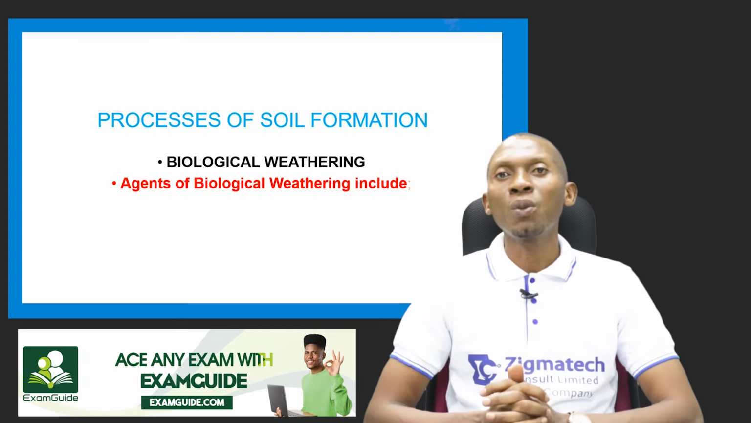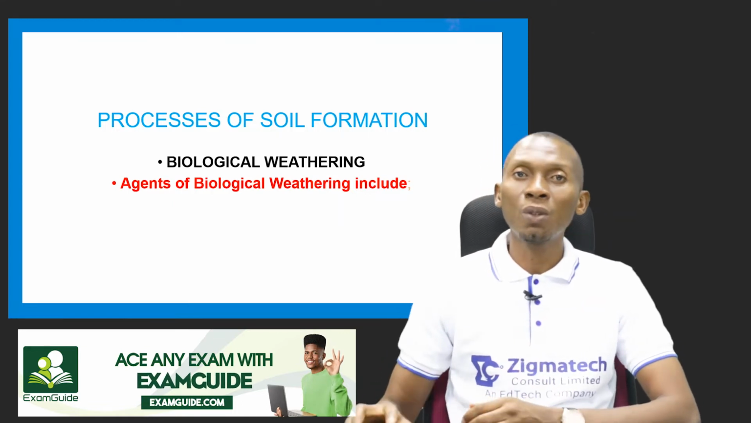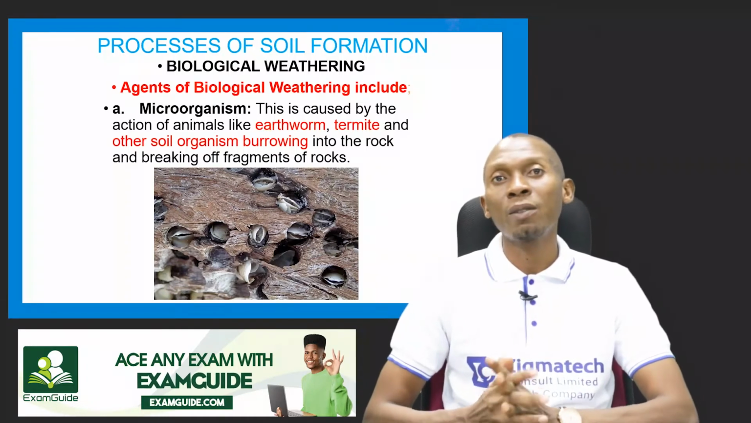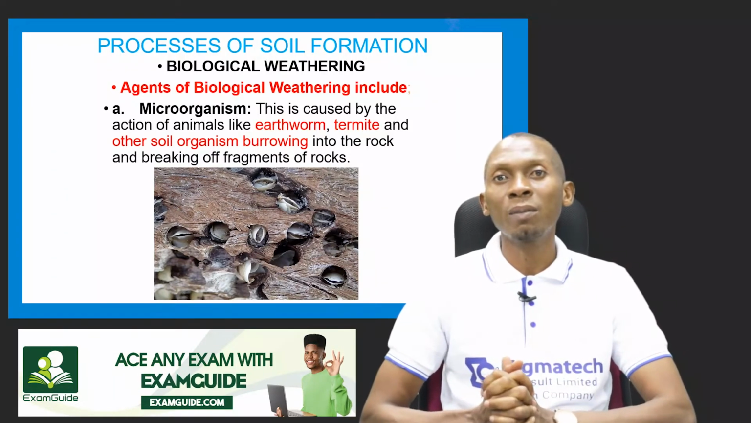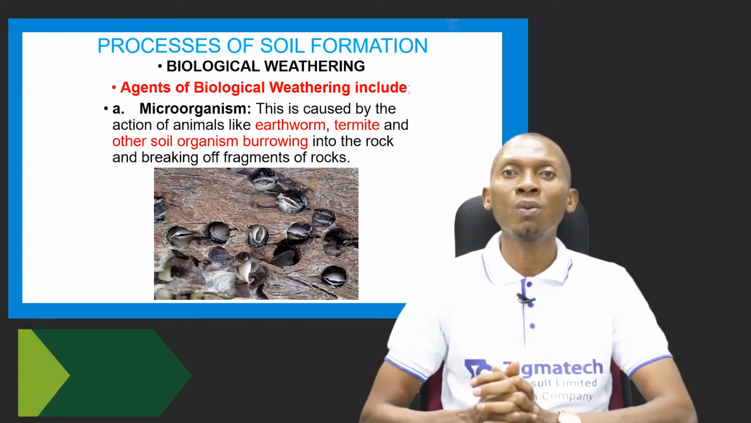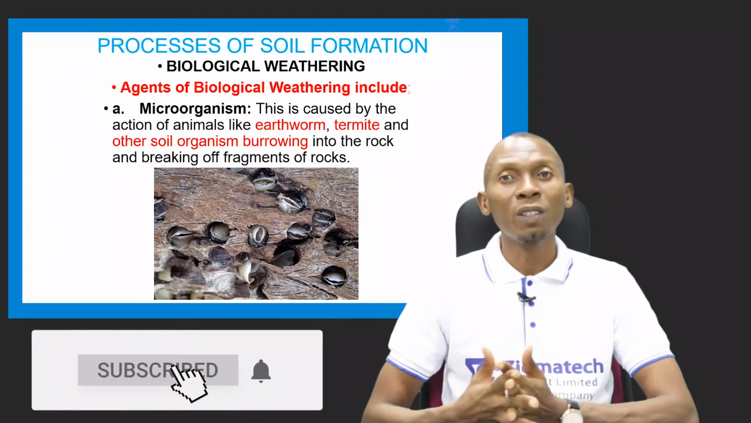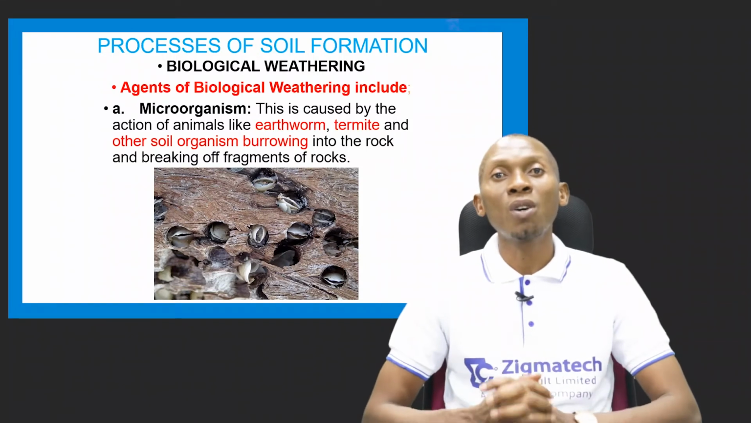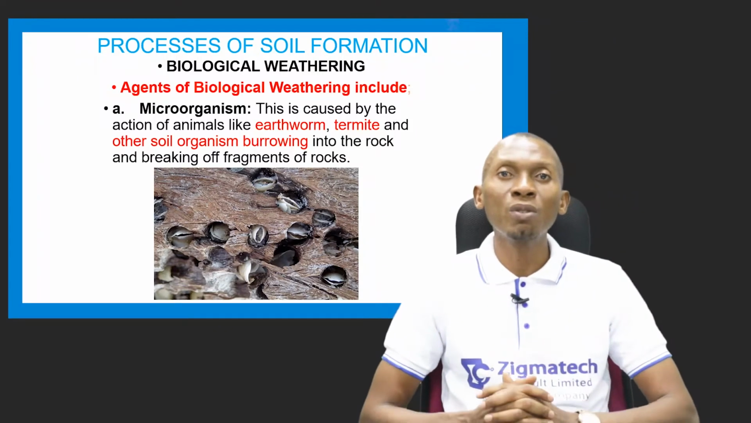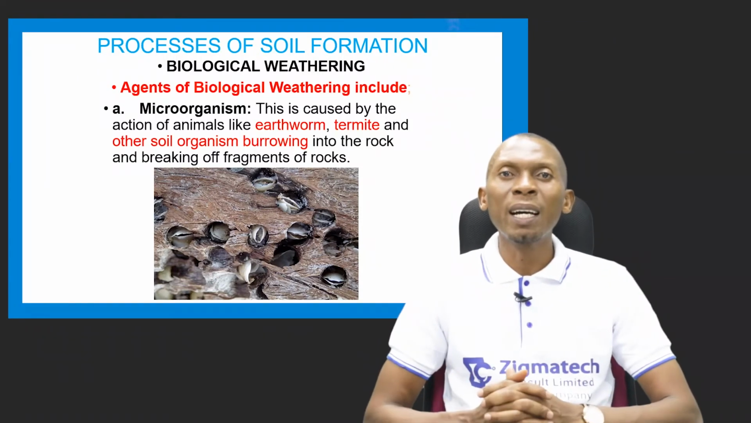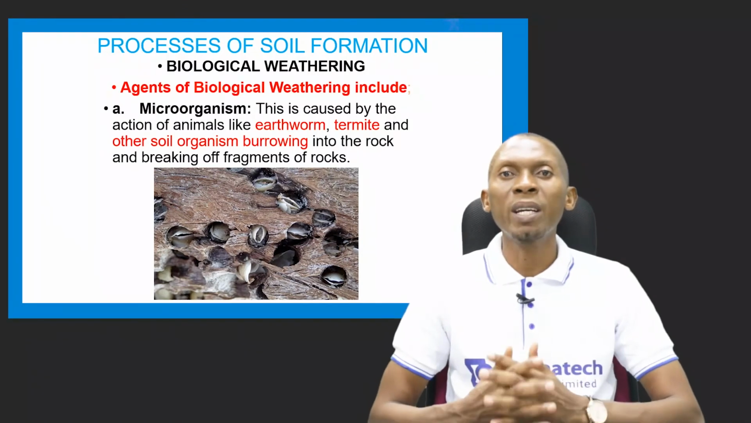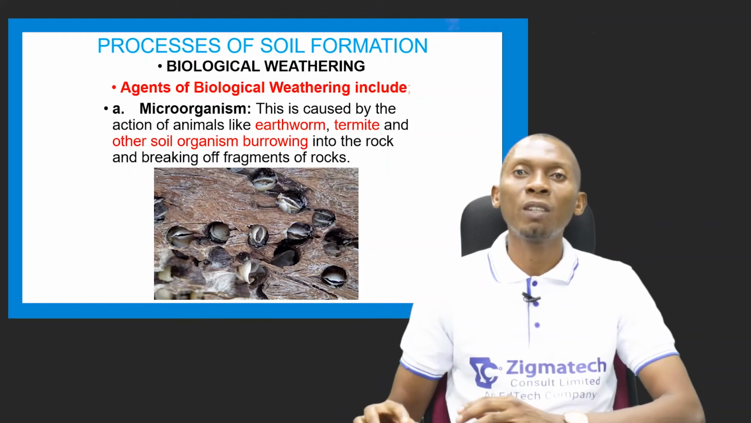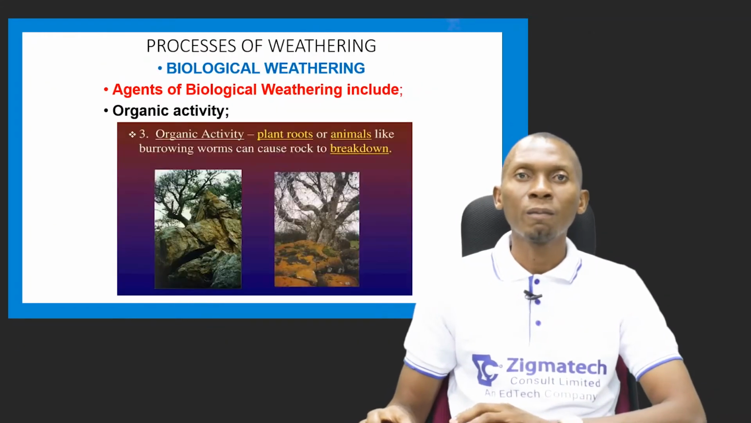Let's look at biological weathering. Those are the agents of biological weathering. The first agent we have here is microorganisms. Now, how do these microorganisms cause weathering of rocks? Examples include earthworms, termites, and some other soil organisms that could burrow into these rocks. These burrowing activities can cause the breaking off of fragments of rocks, which would eventually form soil.